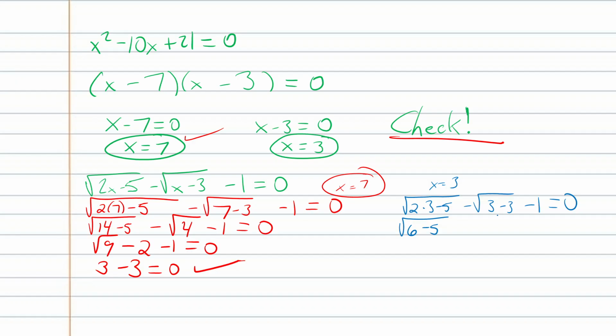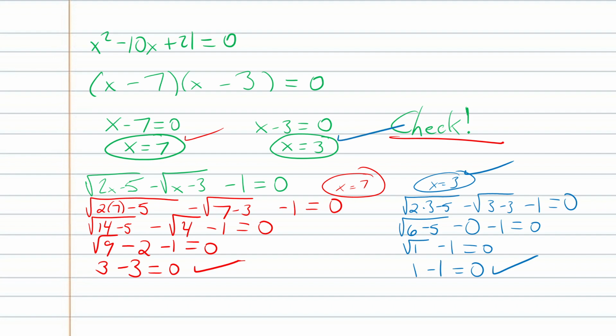3 minus 3 is 0, and the square root of 0 is 0. So it'll be a minus 0 there, and then a minus 1. 6 minus 5 is 1, so I'm looking at the square root of 1 minus 1. Does that equal 0? Well, the square root of 1 is 1. 1 minus 1 does equal 0. So, hey, looks like our second solution also works.